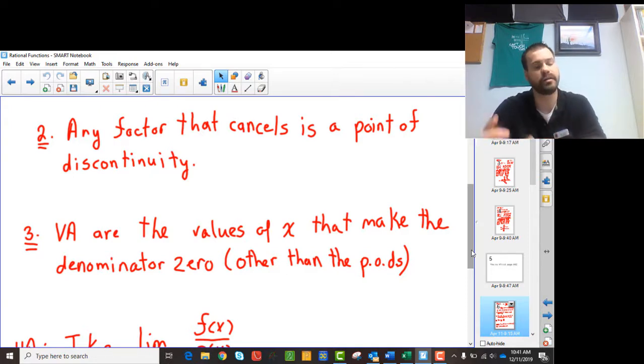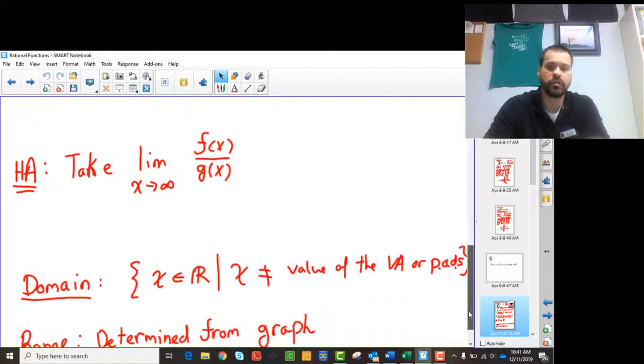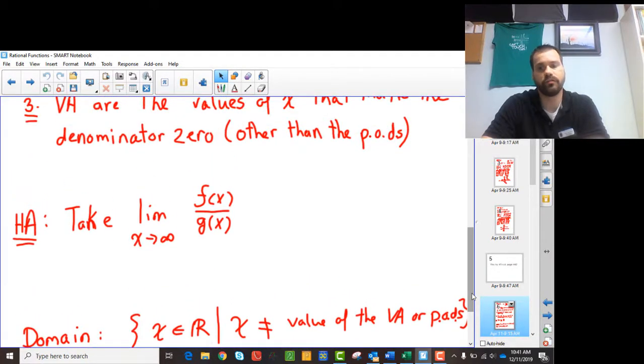On the top, anything that doesn't cancel is an x-intercept. Then we want to find the horizontal asymptote. To find the horizontal asymptote, we just look at the infinite limit. You might be wondering what in the world the infinite limit is. I'll show you a quick way of finding the horizontal asymptote, doing this but with a shortcut, so it's quicker to do.